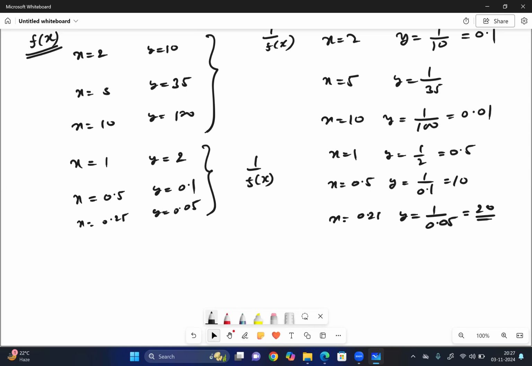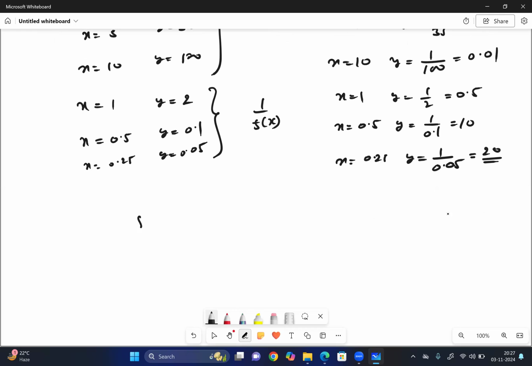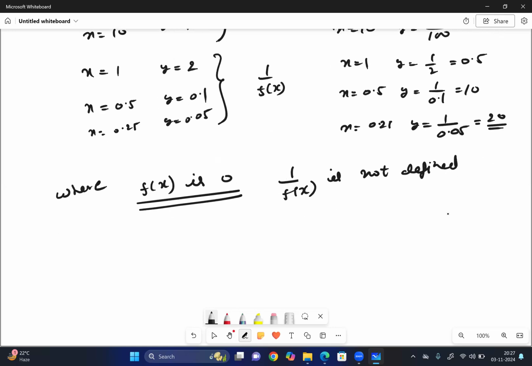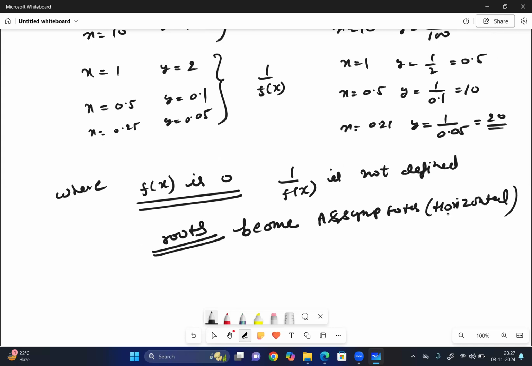So this is one important thing. The second thing is, wherever f(x) is 0, 1 upon f(x) is not defined, it is undefined. So that becomes an asymptote. Basically the roots, where y is equal to 0, become asymptotes. Which asymptotes? Horizontal. Hope this is clear.